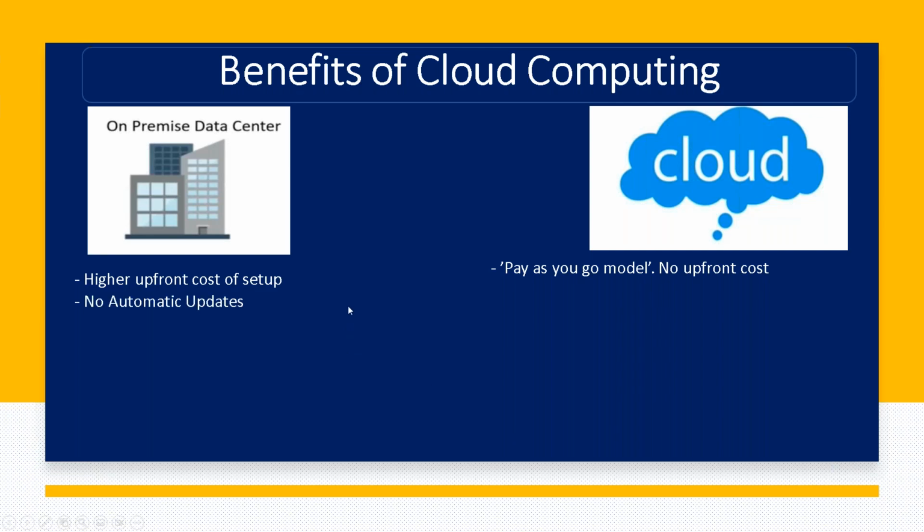Then, no automatic updates in the on-premises environment, because it is in our control. We have to plan for the updates. But in the cloud, automatic software updates are available, because the software will be updated by the service providers who provide our cloud services. They will do all the software updates if any updates are available. We don't worry about that. It will be handled by the service provider.